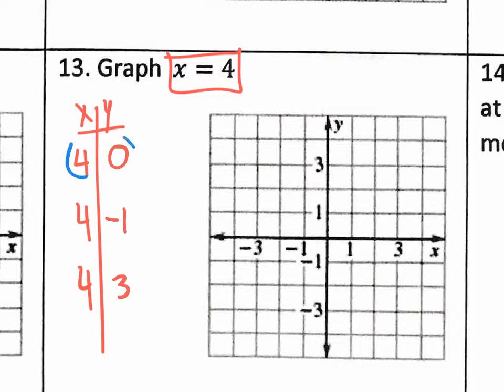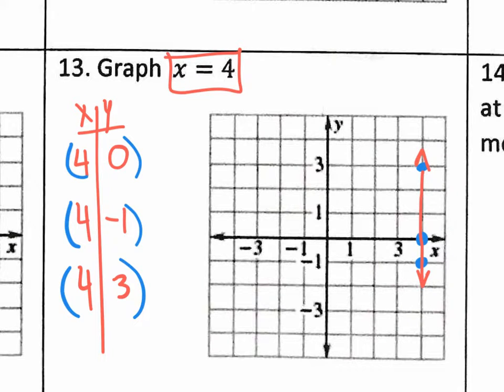Now if you look at these coordinates, 4, 0, 4 on the x, 0 on the y, it is right here, 4, 0. If I go to 4, negative 1, 4 on the x, negative 1 on the y, it's down there. If you go 4 on the x, 3 on the y, it's up there. As you could see, this is a vertical line, which we had in our notes yesterday. If you have x equals a number, like right here, x equals 4, go to your x-axis, go to the value of 4, draw a vertical line through it.